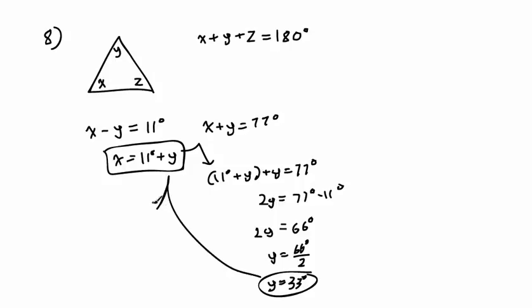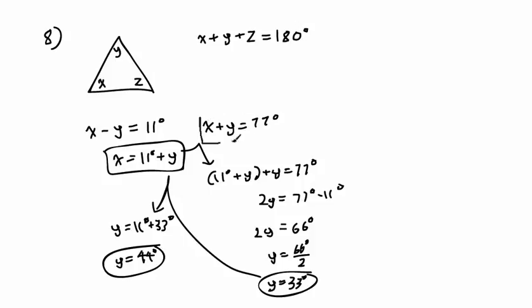Sub this into the other equation, and we get x equals 11 degrees plus 33 degrees, which then equals 44 degrees. So now we know what x and y are. Now we have to solve for z. And we know that x plus y plus z equals 180.